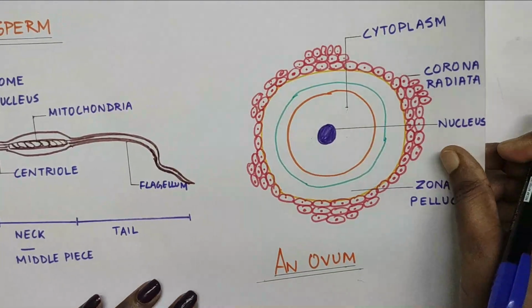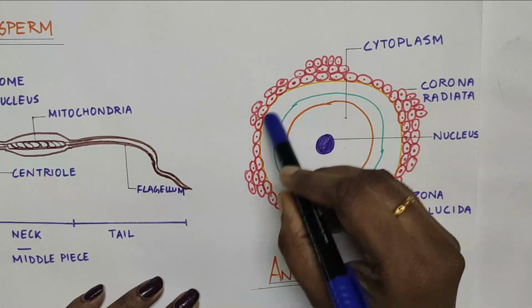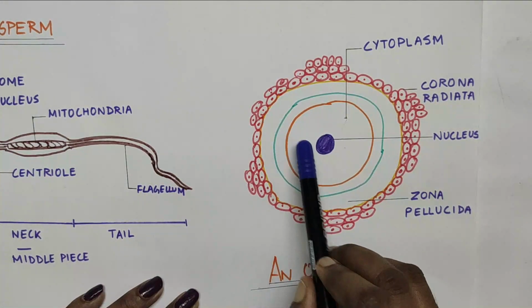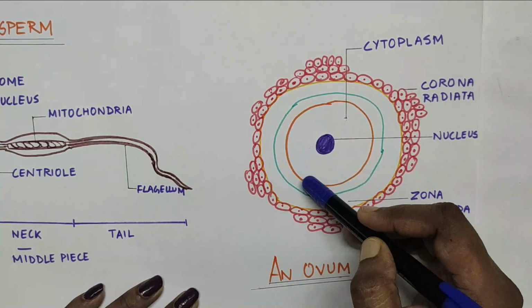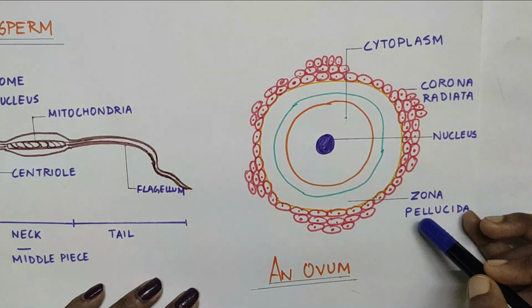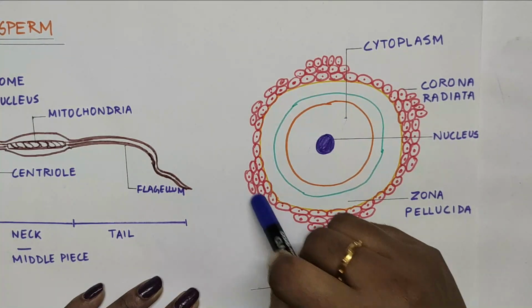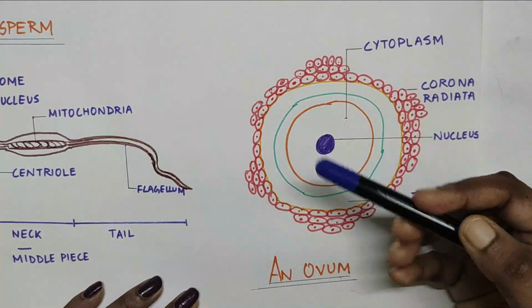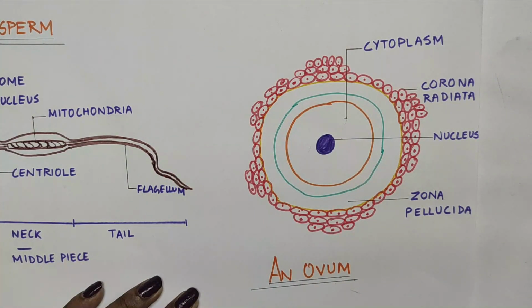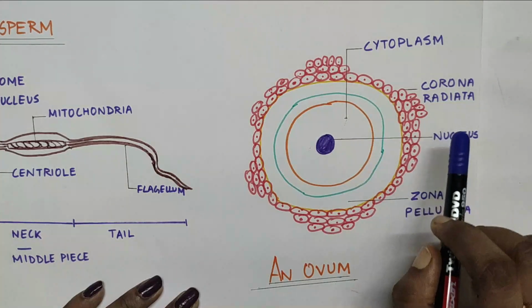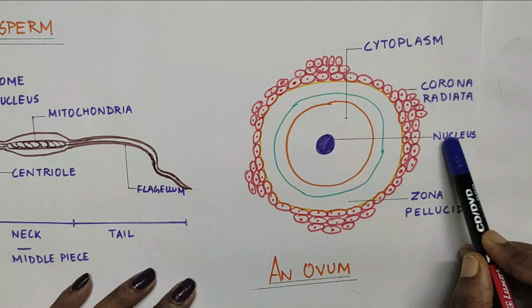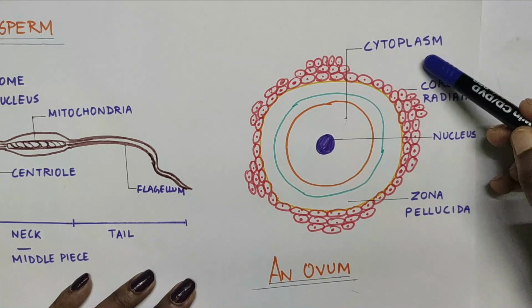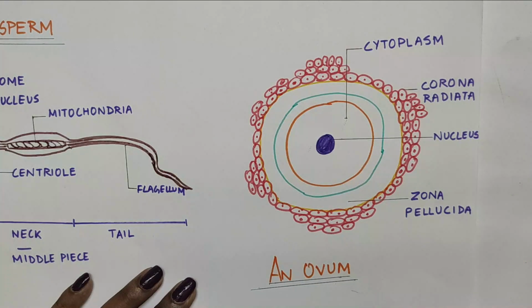And to understand the ovum, the female gamete consists of multiple layers. The main one in the center is the nucleus. Then you have the cytoplasm here. Then there is a transparent layer called the zona pellucida, and then there are multiple layers formed by cells called the corona radiata. So you can see an ovum with four parts: zona pellucida, nucleus, corona radiata, and cytoplasm. You need to learn these diagrams as they are very important.